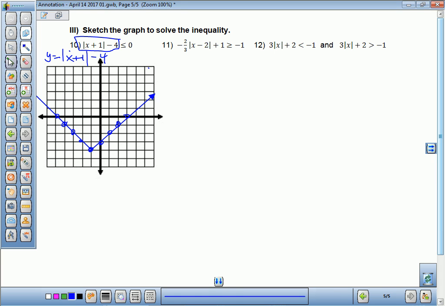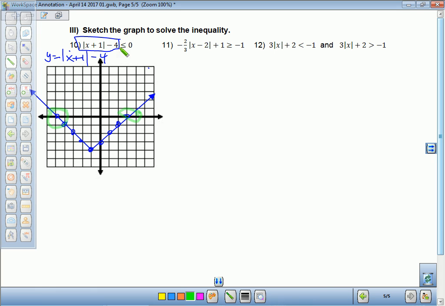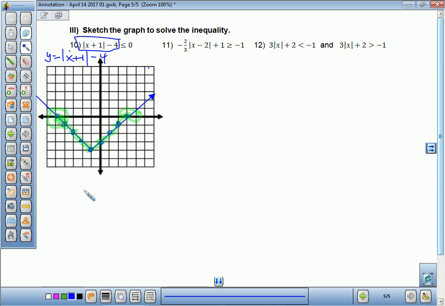Okay, so if we did it graphically, it's going to be right here and right here where it crosses. That's where it equals 0. But this says where is it less than or equal to 0? All the way from here to here. It is less than or equal to 0. So this one is actually less than or equal to 0 from -5 to +3.